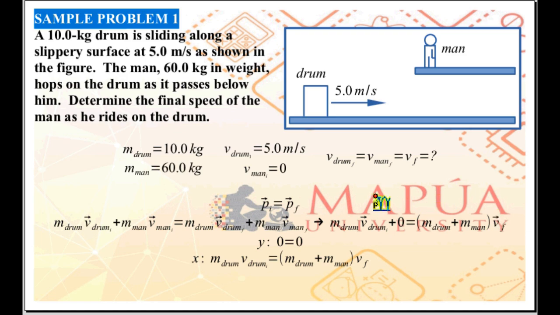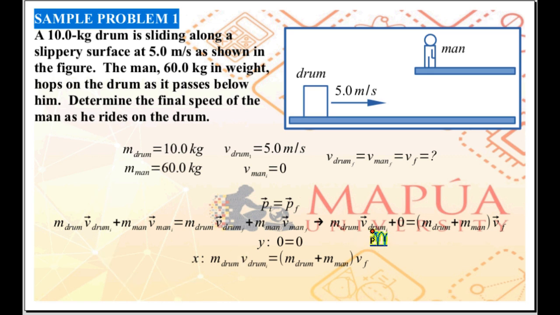This is a vector equation. To analyze this, we use the component method. Looking at the situation, the sliding motion basically is horizontal. So there is no y component. We go directly to the x component. According to the figure, the motion is positive. Therefore, the velocities are positive.